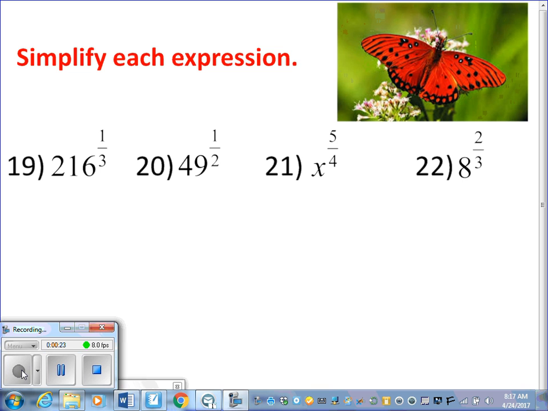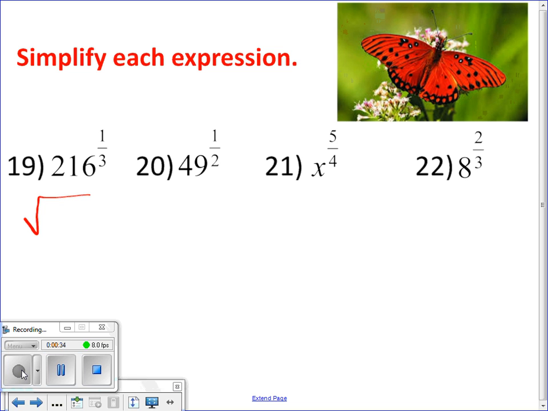So we have 216 to the 1/3 power. What does that mean if I would flip that back into radical form? Good. That means that is the cubed root of 216. Is the cubed root of 216 perfect? What is the cubed root of 216? 6? Do you guys agree with Marcus? Was he right? Yes, he was right.